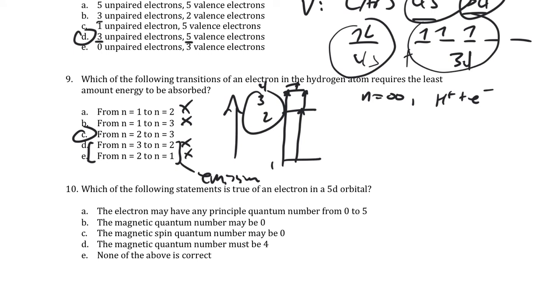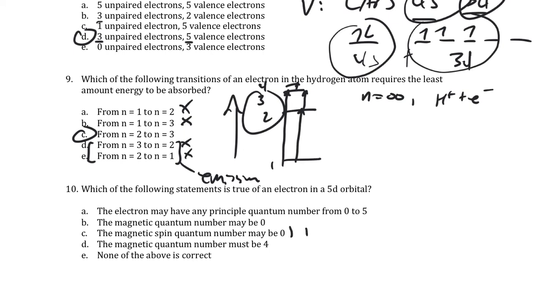Then 10, which of the following statements is true for a 5d orbital? The electron can have any principal quantum number 0 to 5. The magnetic quantum number may be 0. The magnetic spin may be 0. The magnetic quantum number must be 4. None of these are true.